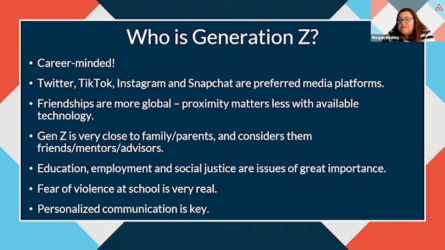Education, employment, and social justice are issues of great importance to this generation. As I said, the first thing up there is career-minded. They are in college to get a degree, find a job, and they are very interested in human equity and social justice. The fear of violence at school is very real. This is something they've always had, and they've never known a world where that wasn't something that they had to consider. And finally, personalized communication is key.